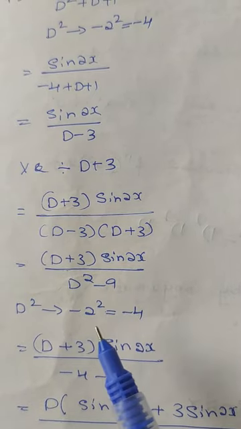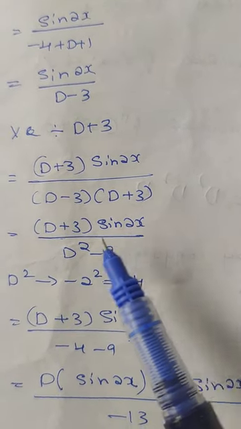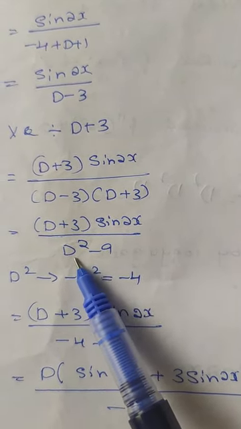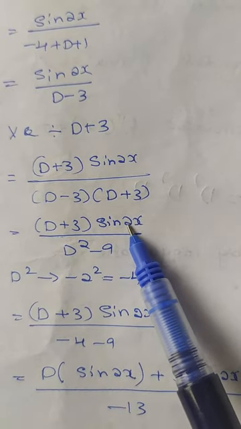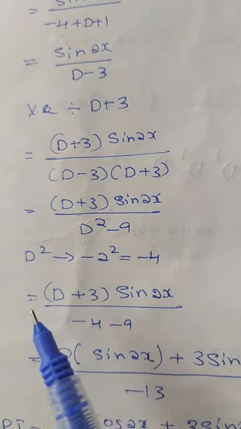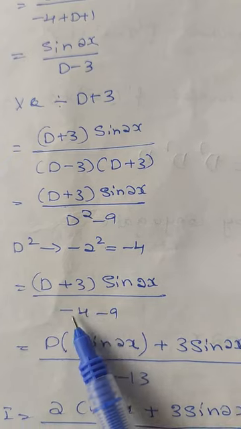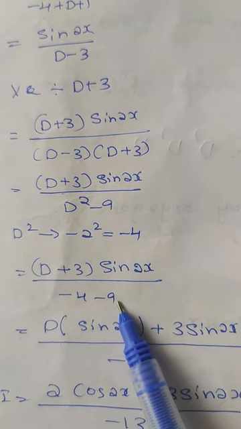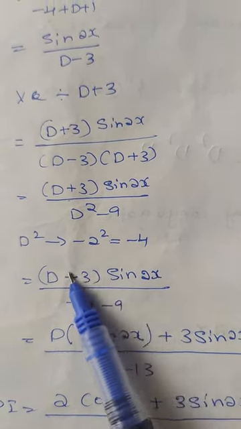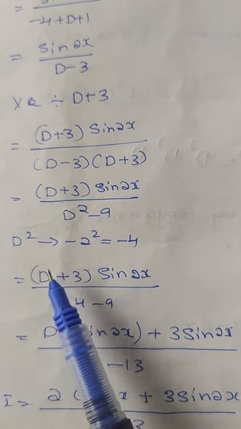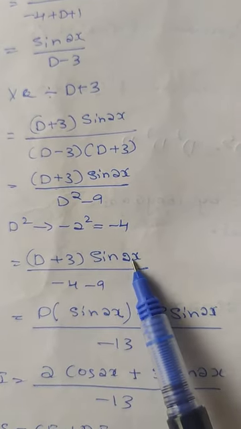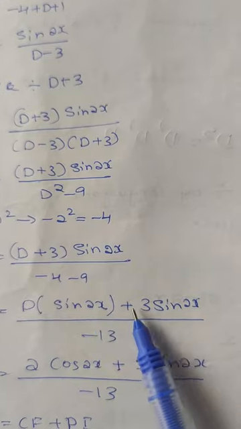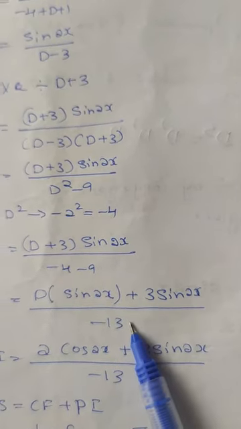Okay, and again use the same procedure. Replace only the D square term by minus 2 square. Here a is 2, minus 2 square. See, minus 2 square is minus 4, minus 9 is minus 13. But in the numerator we have D plus 3. Operate D on sin 2x and 3 on sin 2x: D on sin 2x plus 3 sin 2x, divided by minus 13.